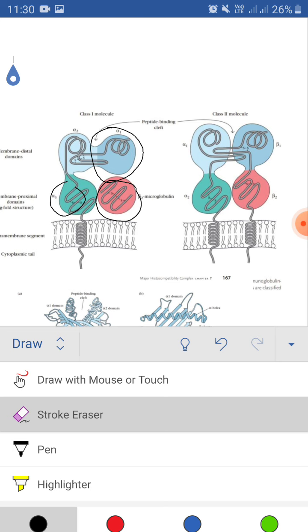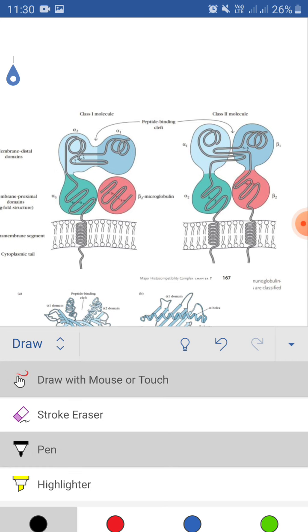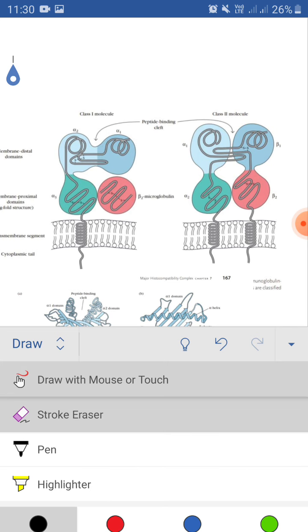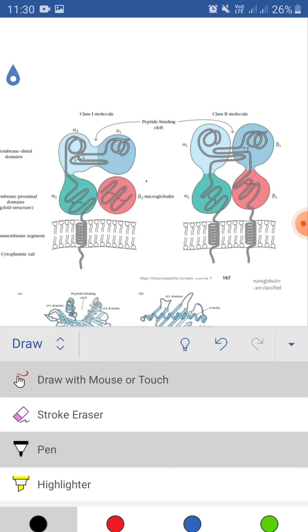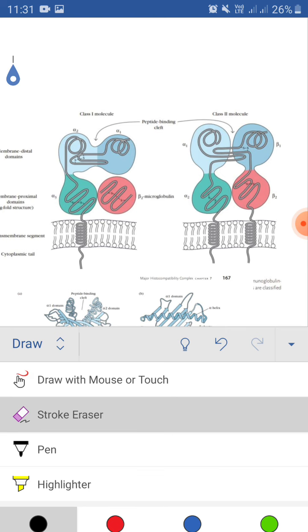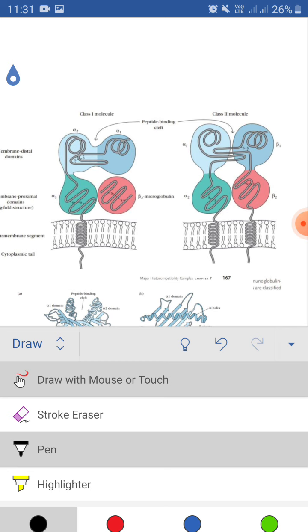The alpha chain domains are known as immunoglobulin folds because they have a structure of antiparallel beta sheet in each domain. Here you can see each domain is composed of antiparallel beta sheets which are joined with each other by a disulfide bond. And the beta 2 microglobulin is required for the expression of class 1 MHC molecule on the cell surface, and this class 1 molecule presents only self antigen to the cytotoxic T cell.